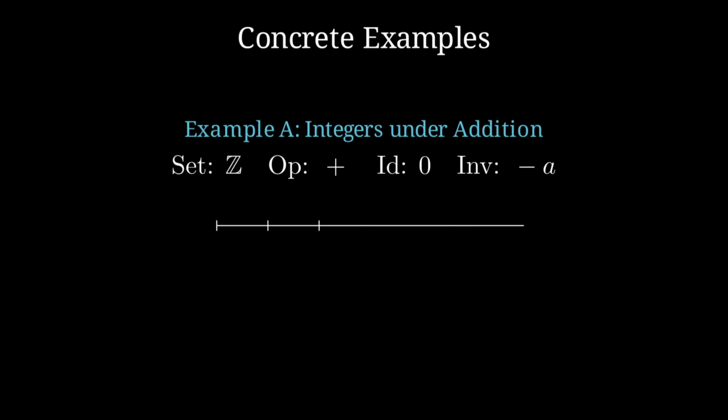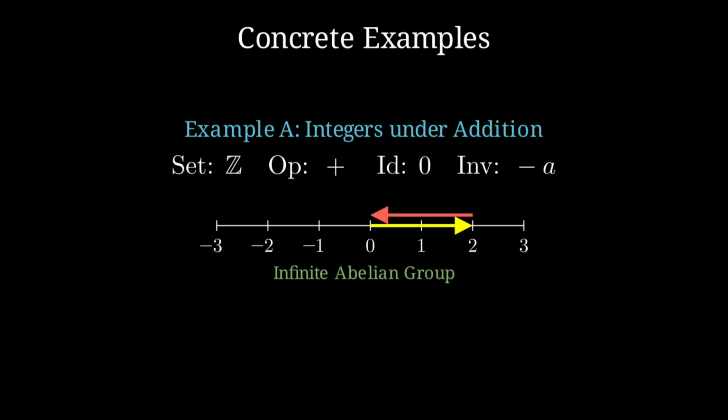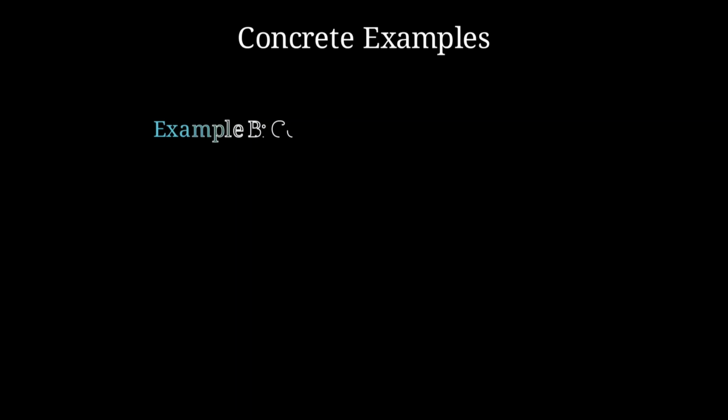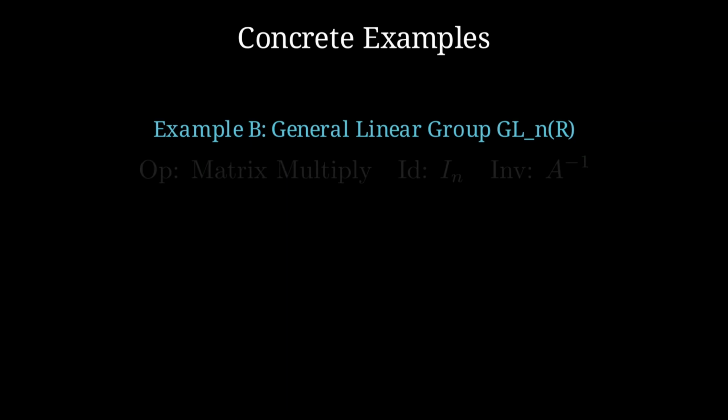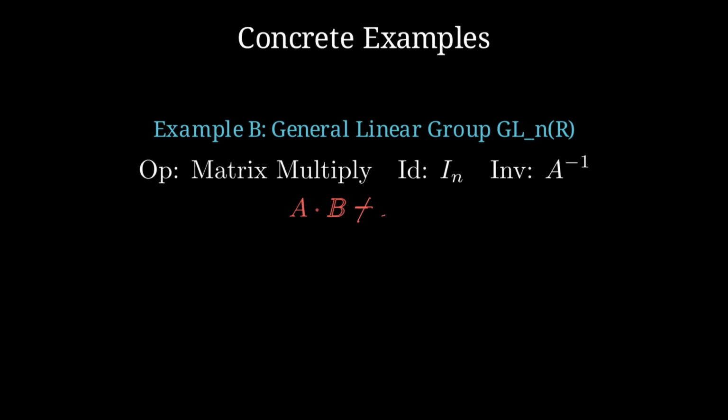To summarize, here are 2 classical examples. First, the integers under addition. The identity is 0. The inverse is negative A. This is an infinite abelian group. Second, the general linear group of invertible matrices under multiplication. Here the identity is the identity matrix. But beware, matrix multiplication is not commutative. This forms an infinite non-abelian group.